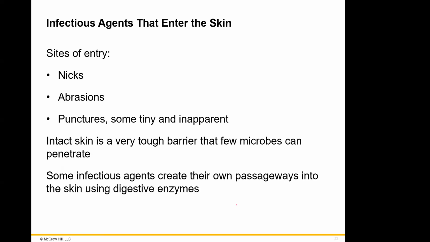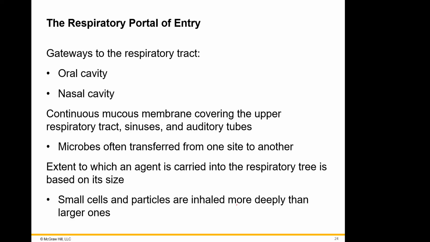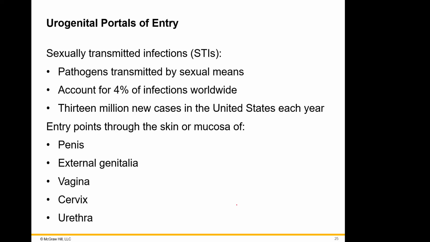How do you get in through the skin? I'm not going to go through each of these, y'all. You either puncture it or you are something that can go through intact skin, like those worms we mentioned, right? For the gastrointestinal tract, you usually have to go through eating or drinking, and you have to be adapted to deal with the enzymes and the pH of the stomach. For the respiratory tract, you have to breathe in through the nose or the mouth. And then we have urogenital portals, through the genital area, usually sexually transmitted diseases is what we're talking about here.